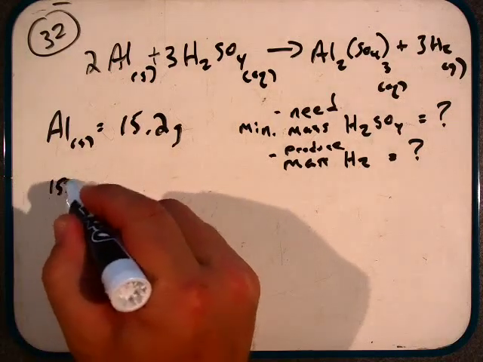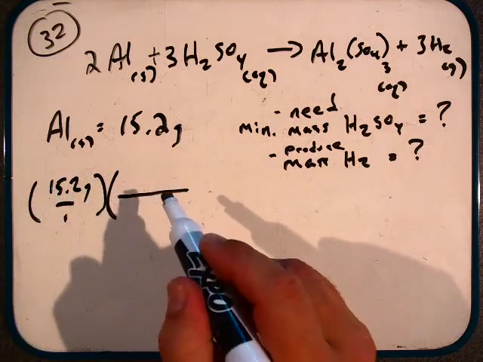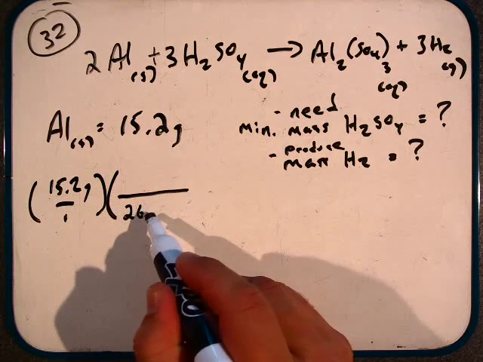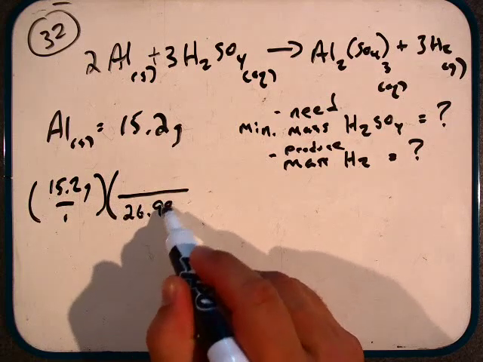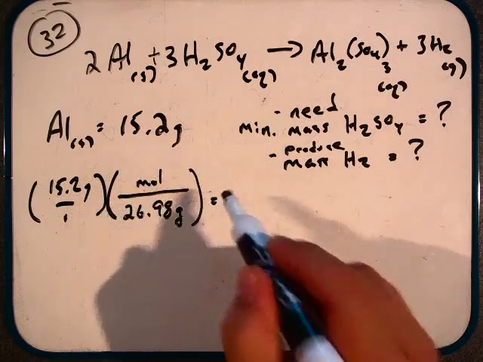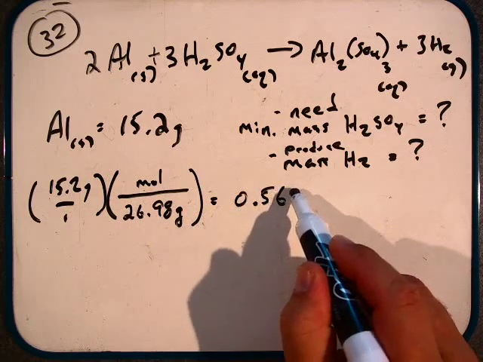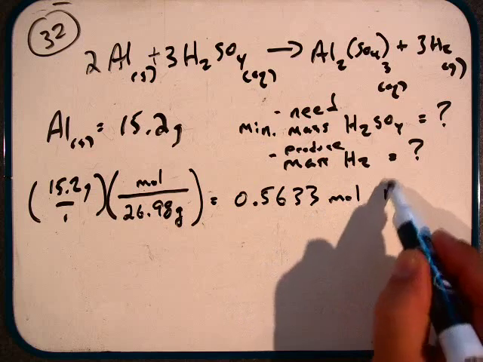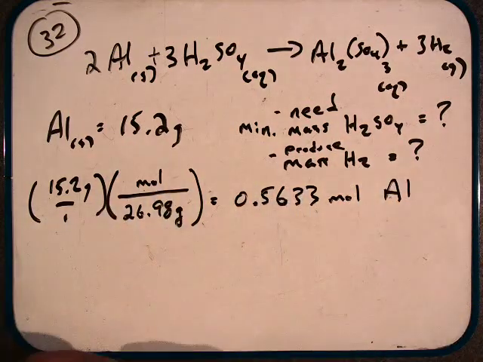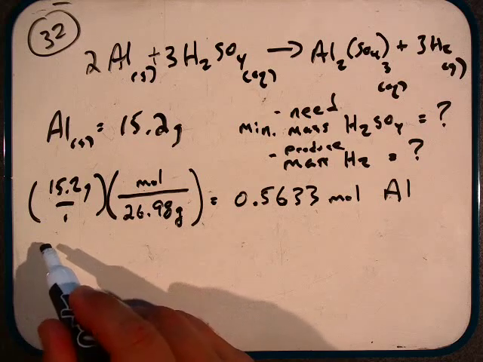So let's begin there. We take our 15.2 grams. We go to our periodic table and we see aluminum has an atomic molar mass of 26.98 grams per mole. And so that allows us to determine how many moles of aluminum we actually have in that 15.2 gram block. So we have 0.5633 moles of aluminum. Now that we have that, we can relate it to the other molecules in question.